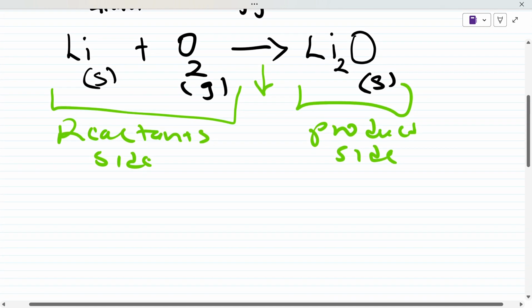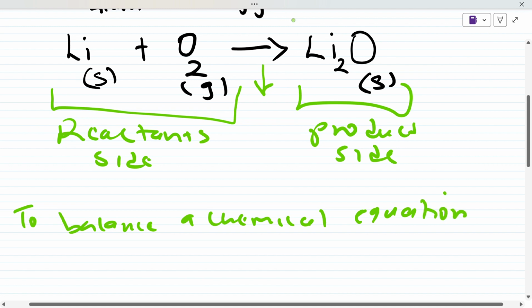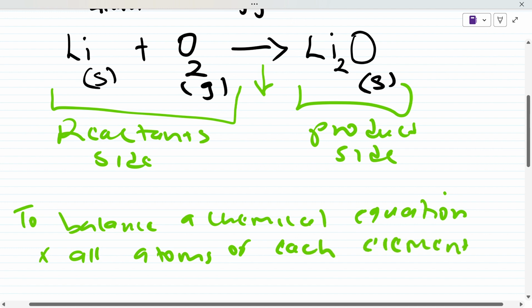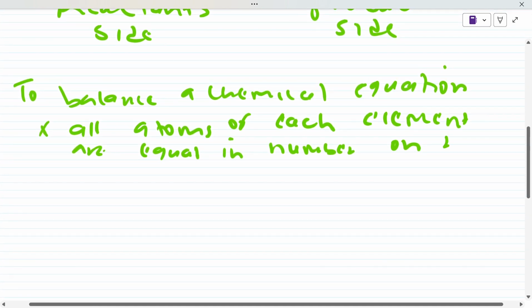Now, what am I going to do? The key thing that you need to know, to balance a chemical equation, you have to ensure that all atoms of each element are equal in number on both sides of the chemical equation.